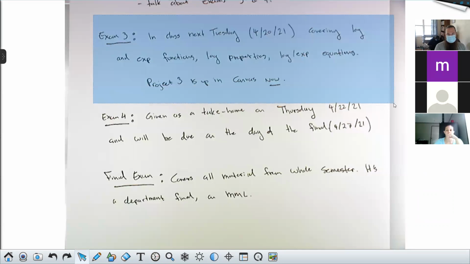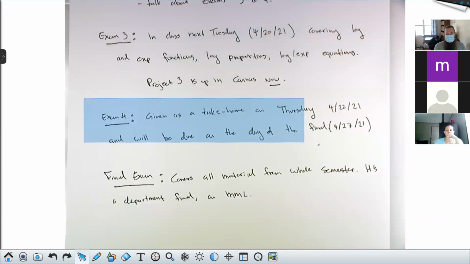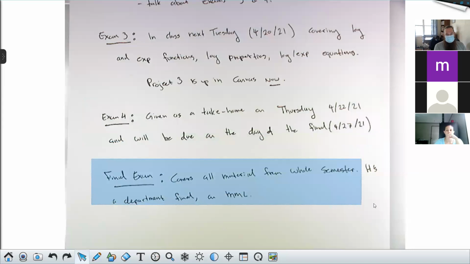So exam 3, this is going to be a tough test, right? This is the test on inverses, exponentials, and logs. It's what we've been sinking all of our time into lately. Exam 4, this is going to be easy. It's a take home, and it's just covering 2 homeworks worth of material. The final exam, of course, this is going to be tough, right? This is the final for college algebra.